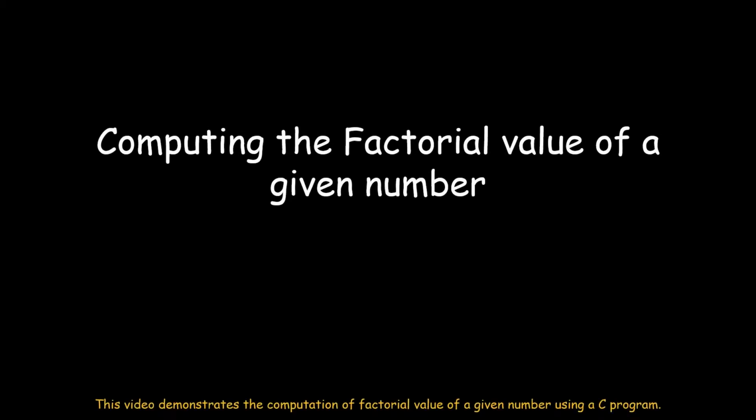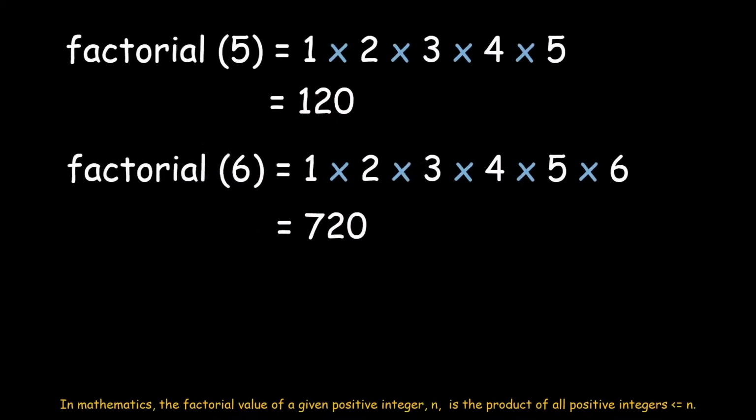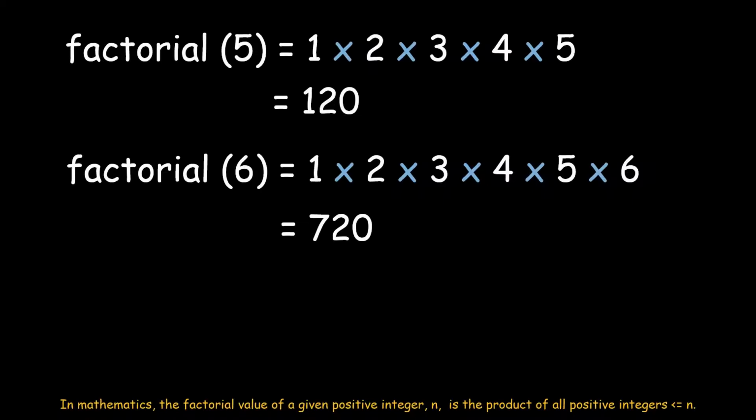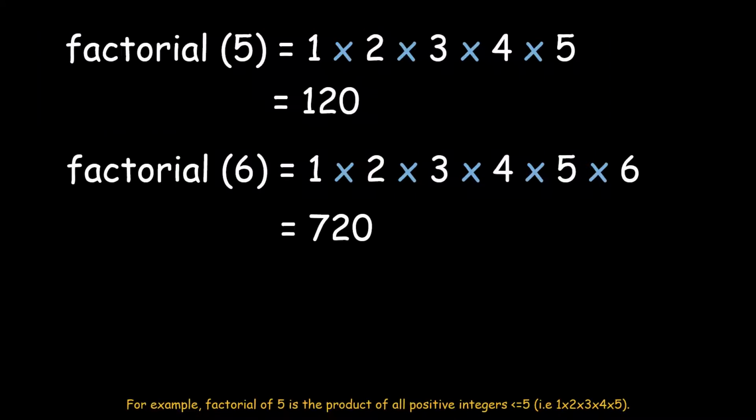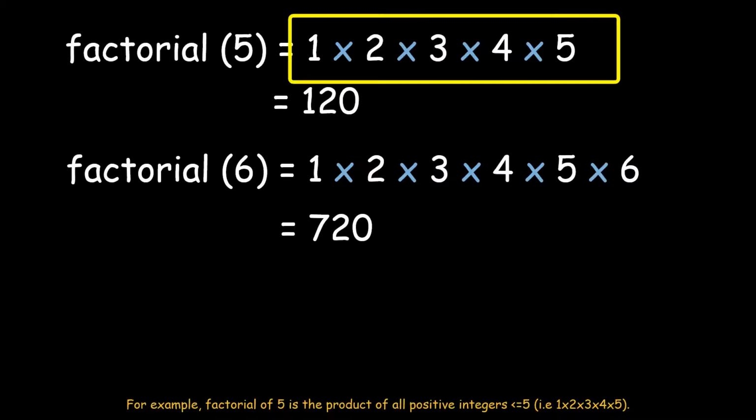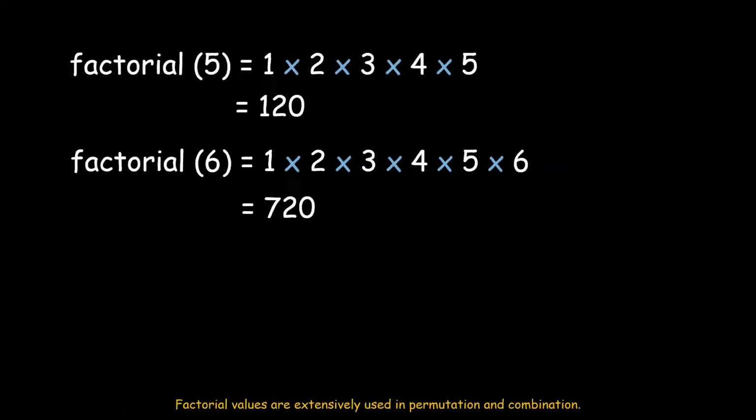This video demonstrates the computation of factorial value of a given number, using a C program. In mathematics, the factorial value of a given positive integer n is the product of all positive integers less than or equal to n. For example, factorial of 5 is the product of all positive integers less than or equal to 5. That is, 1 into 2 into 3 into 4 into 5.